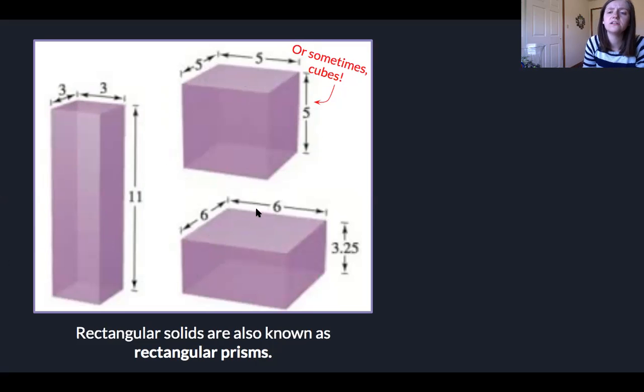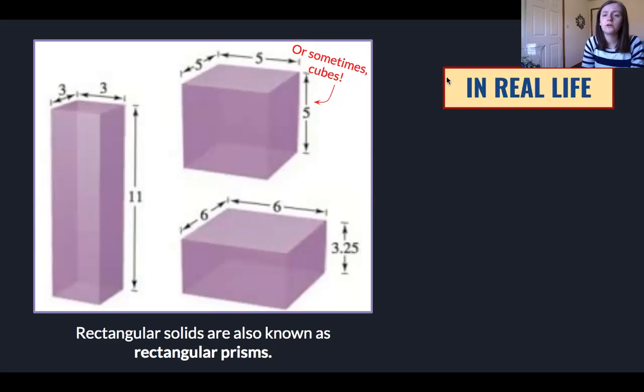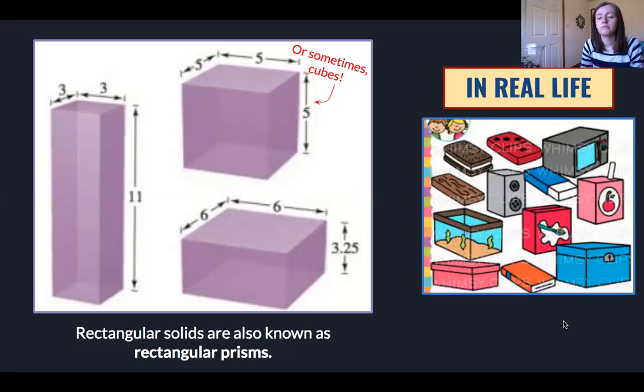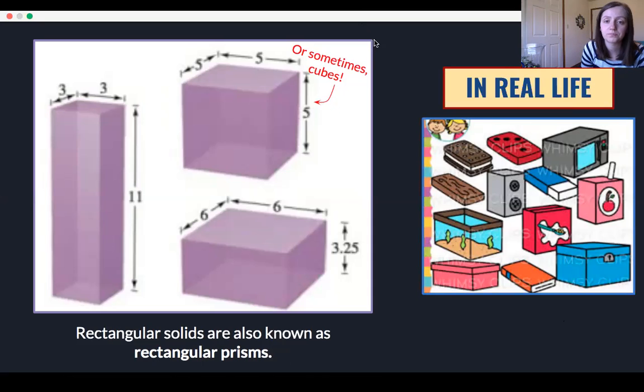Now, how would we see these in real life? Some real life examples might be a tissue box, your microwave, a book, or even something as thin as this painting. What's important though is that every side of it is a rectangular shape. It has to have 6 different faces and they all have to be flat rectangles. That's what makes up a rectangular prism.